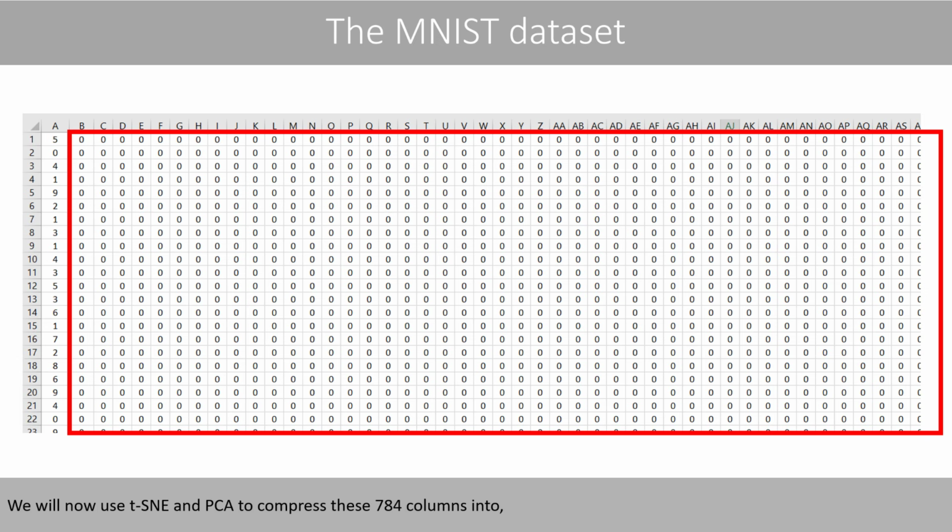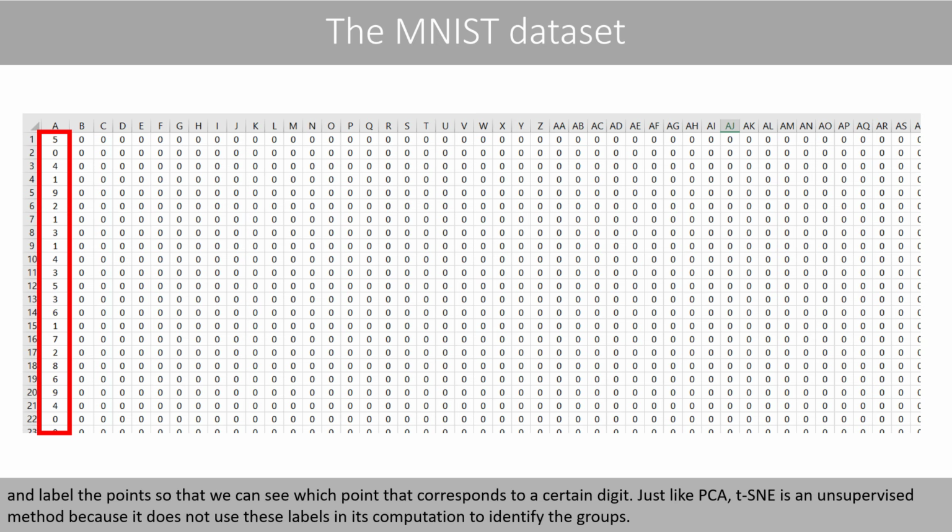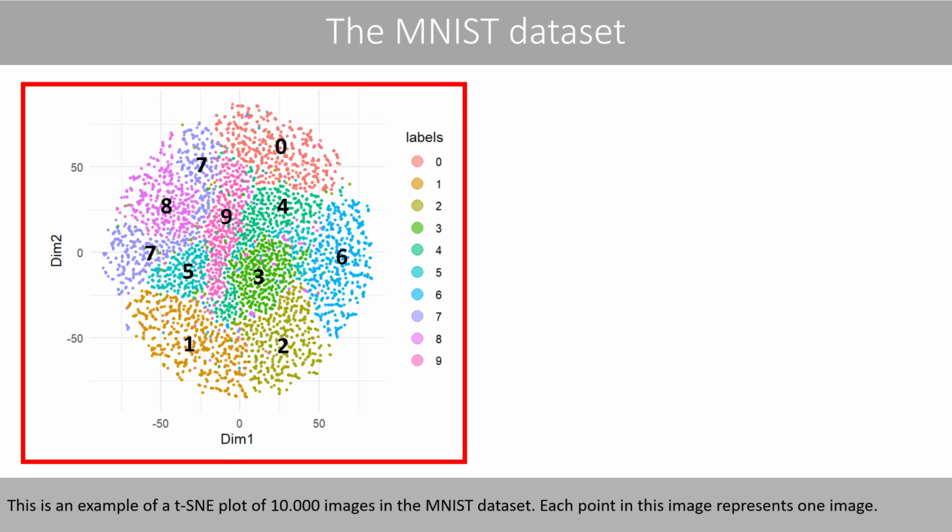We will now use t-SNE and PCA to compress these 784 columns into just 2 columns and plot these columns in the 2-dimensional plot and label the points so that we can see which point corresponds to a certain digit. Just like PCA, t-SNE is an unsupervised method because it does not use these labels in its computation to identify the groups. This is an example of a t-SNE plot of 10,000 images in the MNIST dataset.